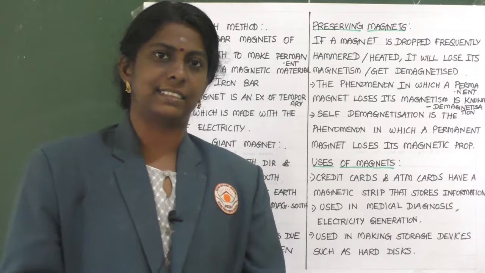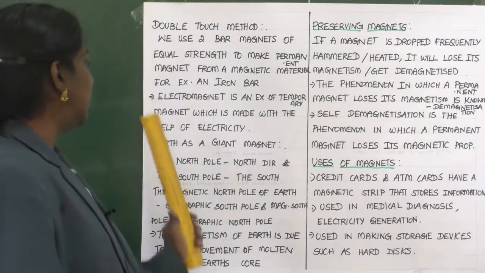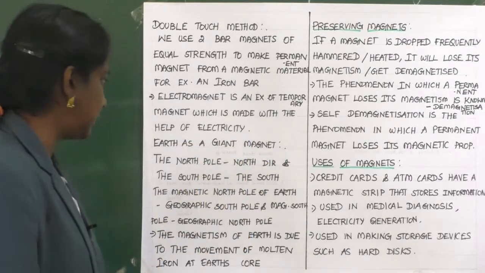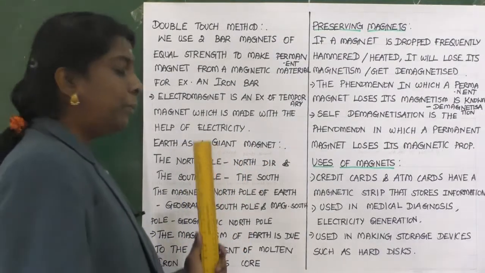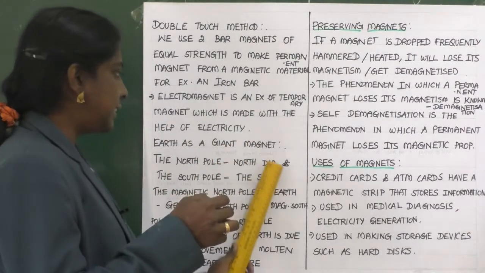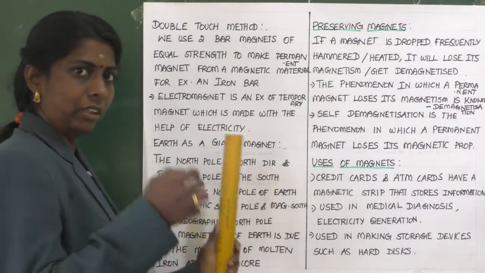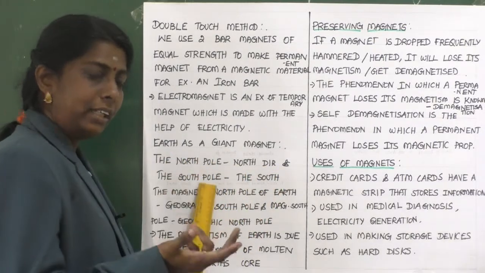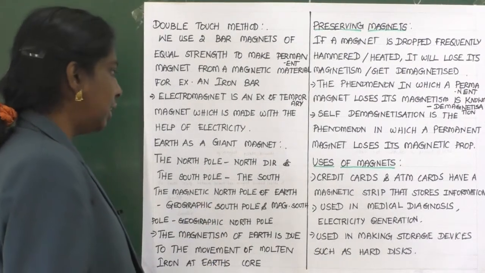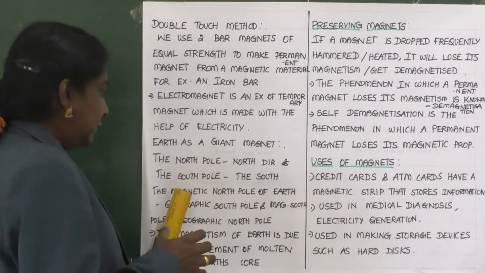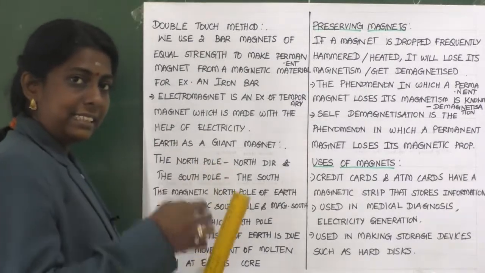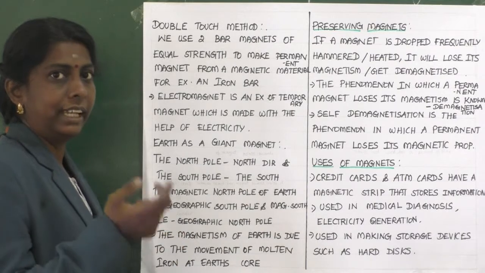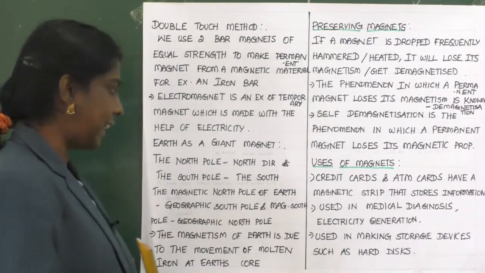Is it not? Yes. Now, let us learn about Earth as a giant magnet. Here, the north pole of the magnet points towards the north direction and the south pole of the magnet points towards the south direction. Now, the Earth itself behaves like a giant bar magnet buried inside it.